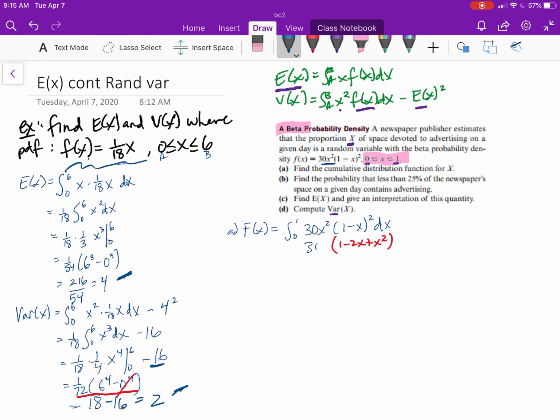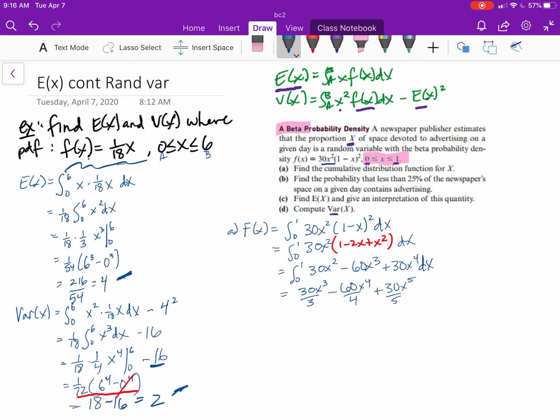Okay, and then distribute in that 30x squared. So we get 30x squared minus 60x to the third plus 30x to the fourth dx. All right, integrating this, we have 30x to the 3 over 3 minus 60x to the 4 over 4 plus 30x to the 5 over 5.